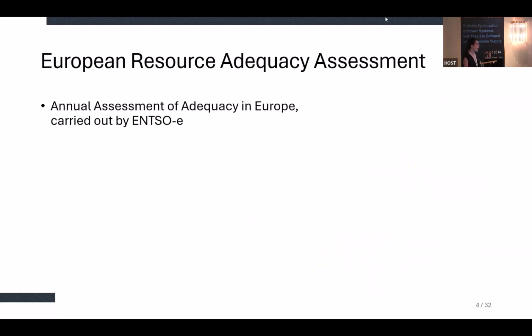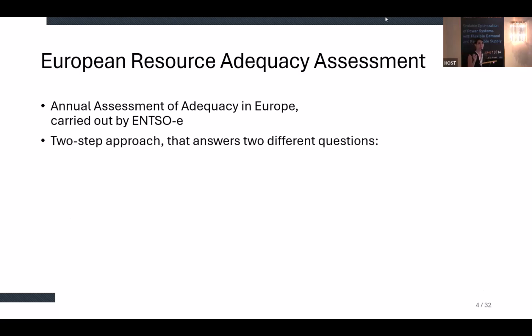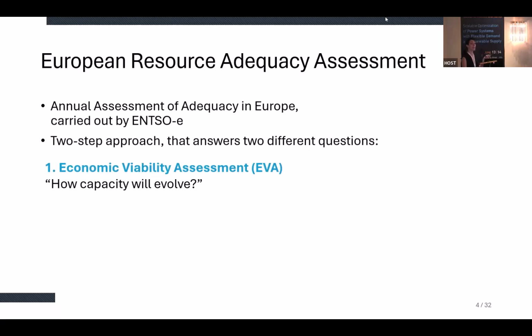Okay, so I want to relate just a little bit what this work is about relative to the ERA. Daniel mentioned, but I will also repeat here, that the ERA is a two-step approach. Every step answers a different question, different from each other and different from what we are asking in this work. The first step is the economic viability assessment, the EVA, which amounts to solving a large capacity expansion problem for a large number of scenarios. So it answers the question, how do we expect capacity to evolve, considering some assumptions? This is the first step of the ERA.